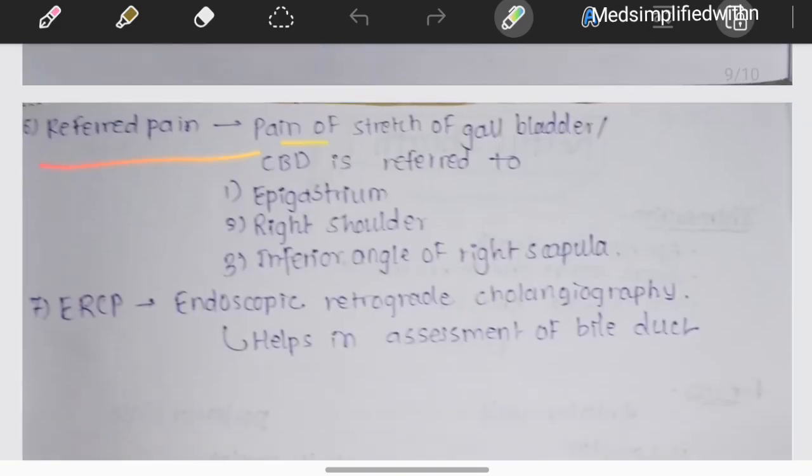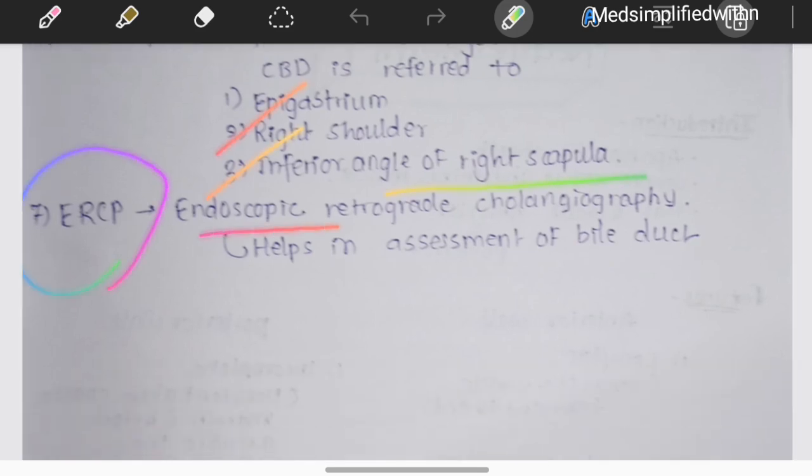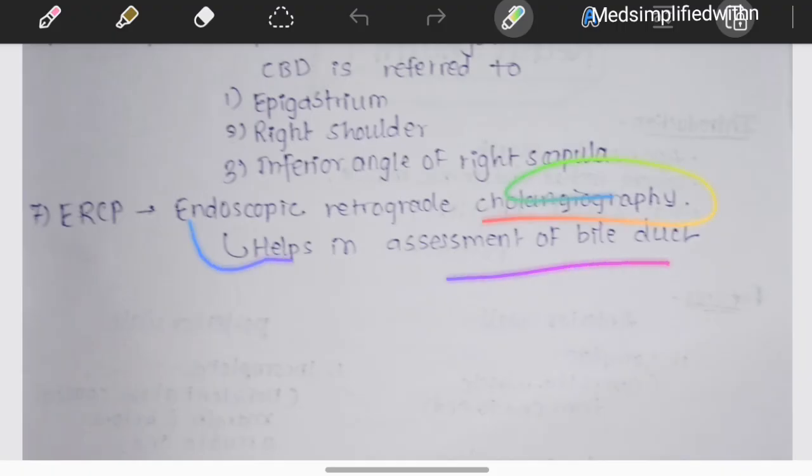Referred pain: pain from stretch of the gallbladder or common bile duct is referred to the epigastrium, right shoulder, and inferior angle of the right scapula. Here is endoscopic retrograde cholangiography. It helps in assessment of the bile duct.